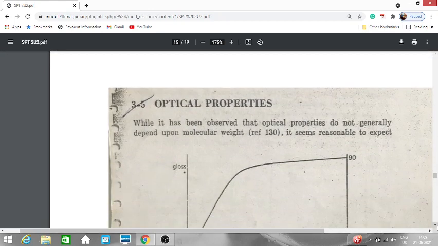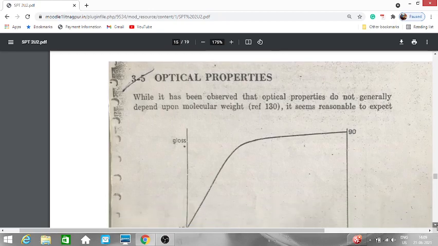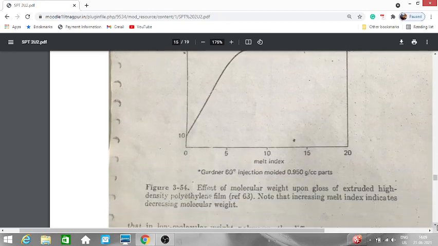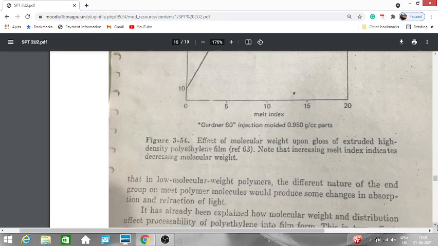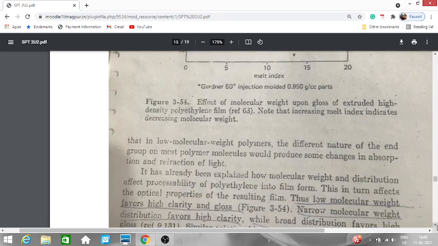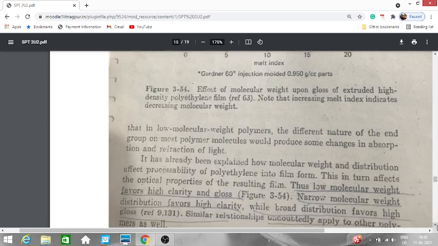Optical properties. While it has been observed that optical properties do not generally depend on molecular weight, it seems reasonable to expect that in low molecular weight polymers, the different nature of the end groups of most polymer molecules would produce some changes in the absorption and refraction of light.